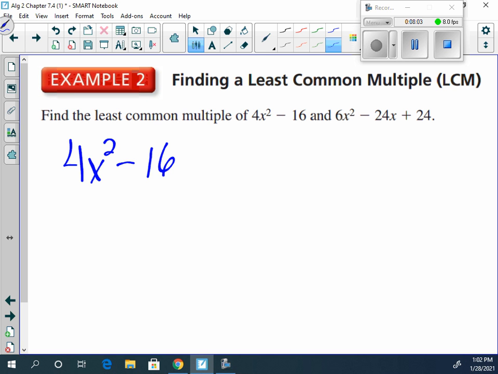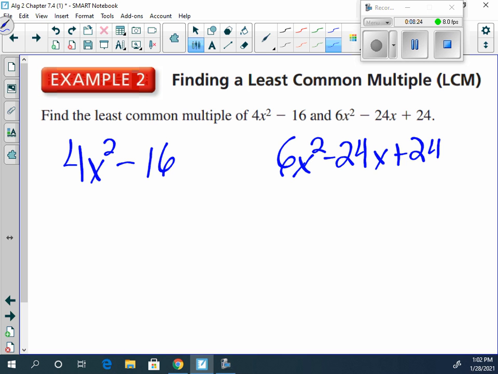Now, when we look at this here, 4x squared minus 16, and 6x squared minus 24x plus 24. We have these two here. We want to find the least common multiple. Well, to get that, we're not going to just jump straight into finding the least common multiple. We want to factor both of these here.